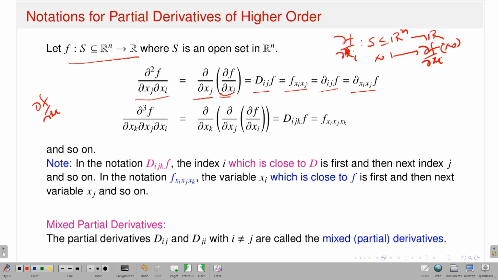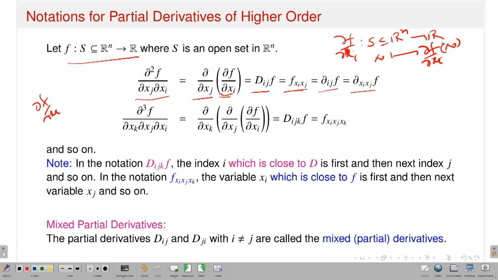Now, look at the notation of what I am doing. Look at D, capital D suffix ij, where the variable i is near to D. That means I first have to take the partial derivative of f with respect to the xi variable, and then I will take the partial derivative of del f del xi with respect to the jth variable. So, whichever index is near to D, take the partial derivative of f with respect to that variable first. Once you are done, take the next variable's partial derivative of the function del f del xi.